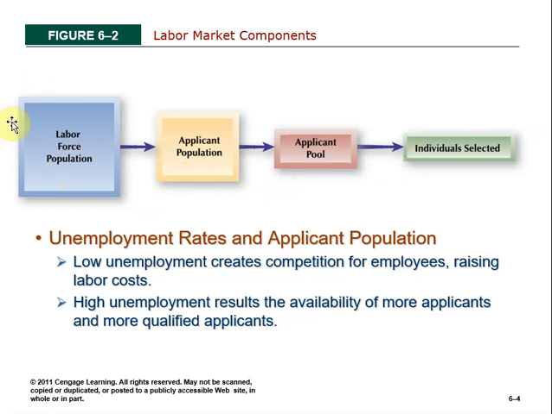We could have literally thousands or hundreds of thousands of people in the labor force population. And then maybe a couple hundred that applied for the job, down to 5 to 10 who are in the applicant pool, and then one individual or two that were ultimately selected.